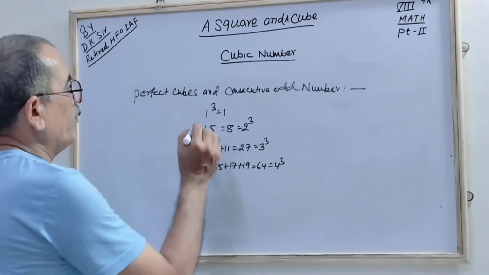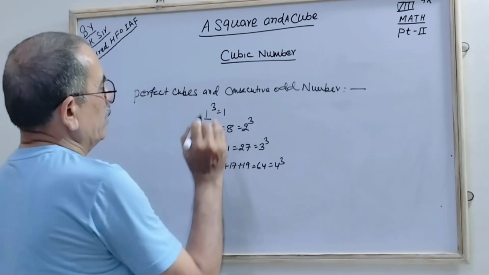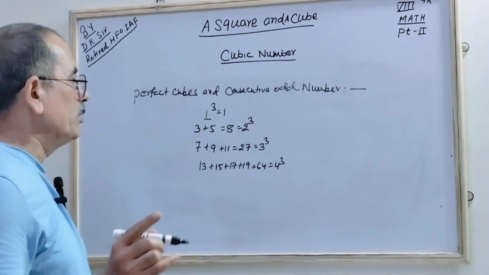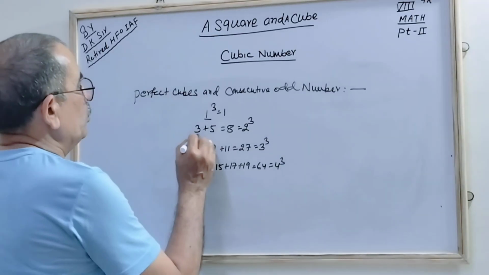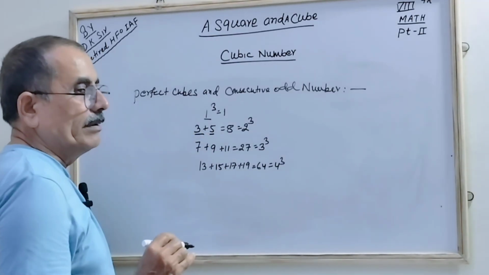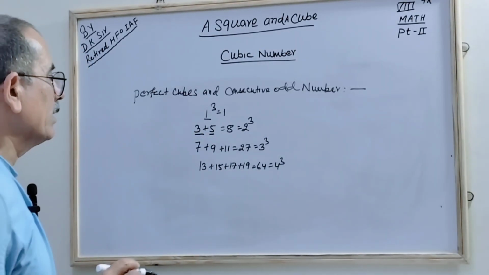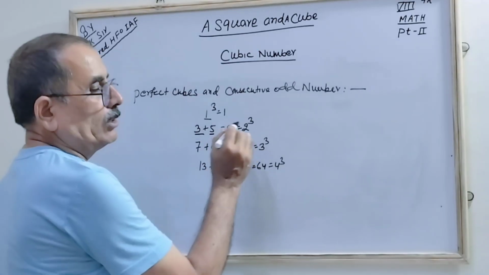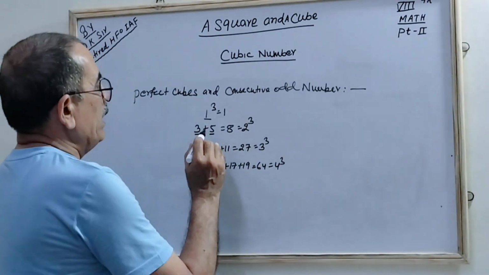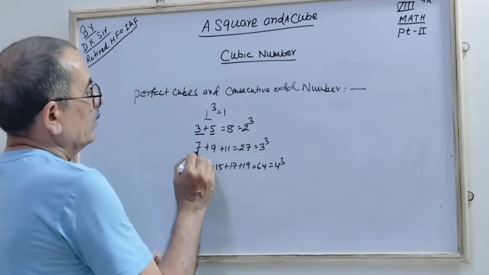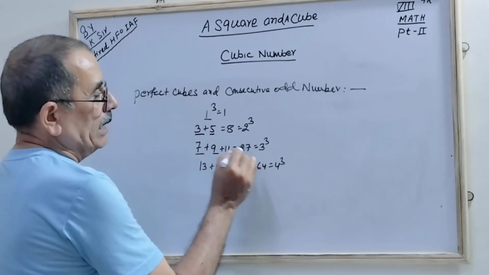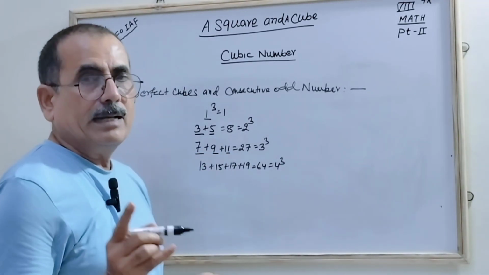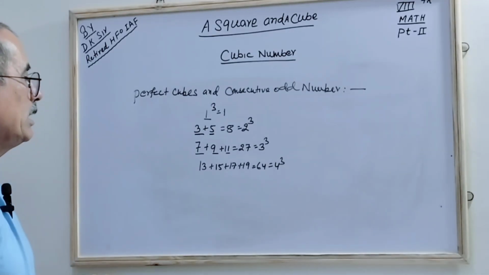We find that the first odd number is equal to 1, correct? 1 to the power cube is 1. When we take the 3 and the 5, the two consecutive odd numbers, and add them, we get 8, which is 2 to the power cube. When we add the next 3 odd numbers 7, 9, 11, it becomes 27. That is 3 cube, correct?